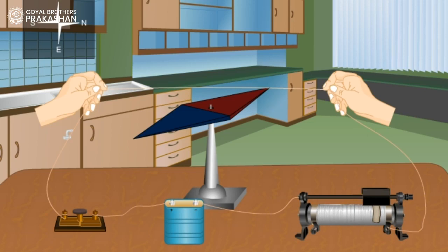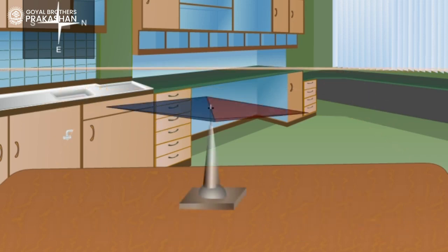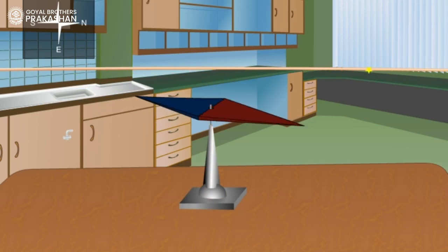Furthermore, if the magnitude of the current is increased by decreasing the resistance, the deflection of the magnetic needle increases till the north pole of the needle points towards exact west. If the wire is held above the magnetic needle such that current is flowing from north to south, then the north pole of the magnetic needle deflects towards the east.